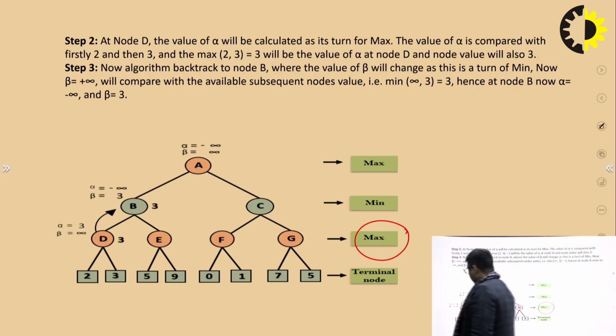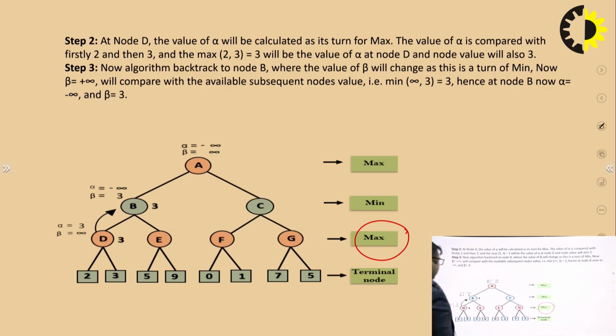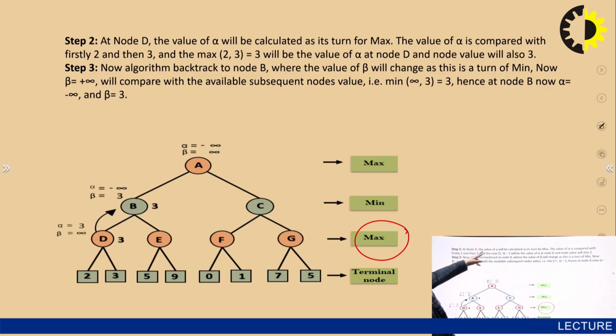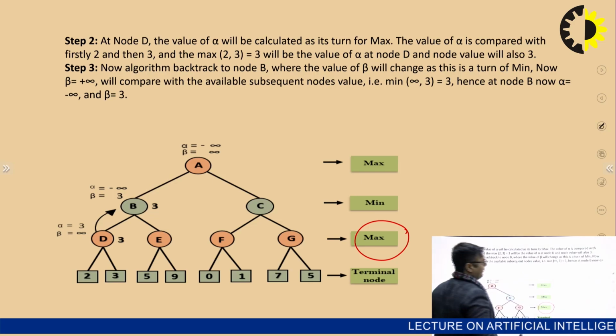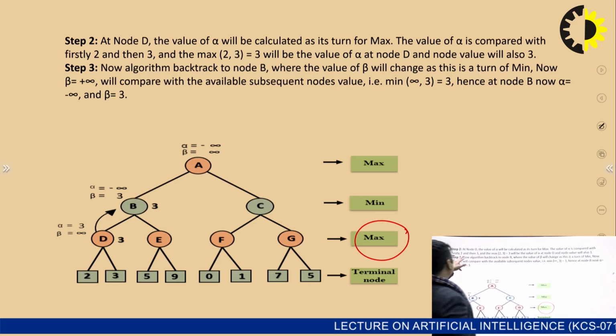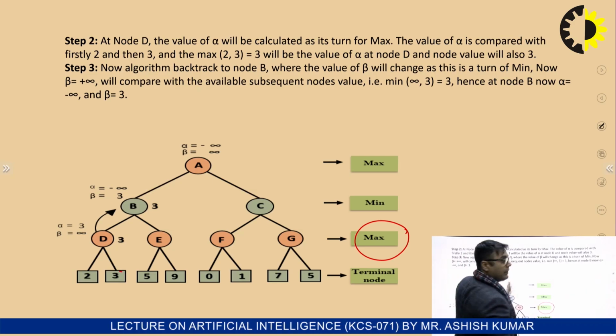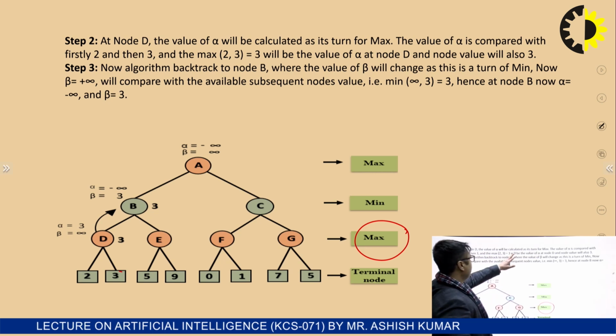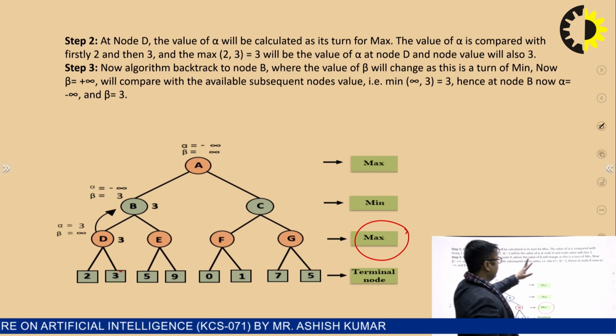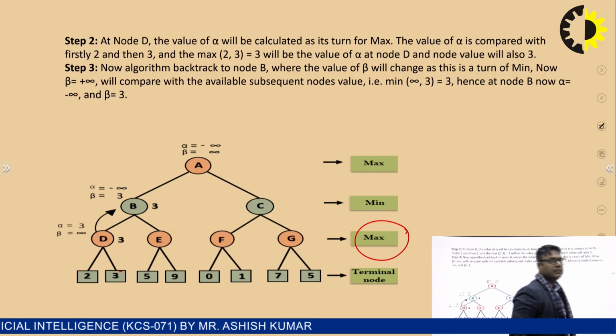Step 2 says that at node D, the value of alpha will be calculated as it is the turn of max. The value of alpha is compared, firstly, with 2 and 3. I have to compare the data and decide which is the max. 3 will be the value of alpha at node D, and the node value will also be 3.